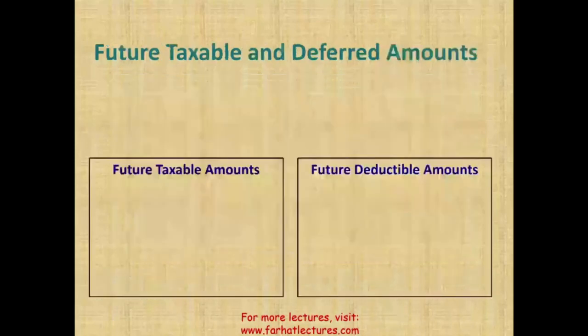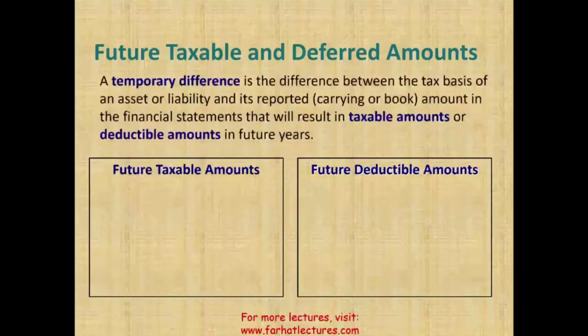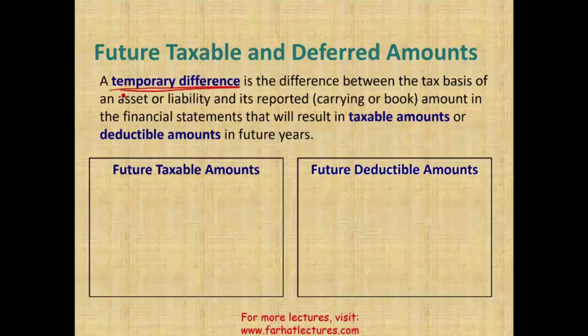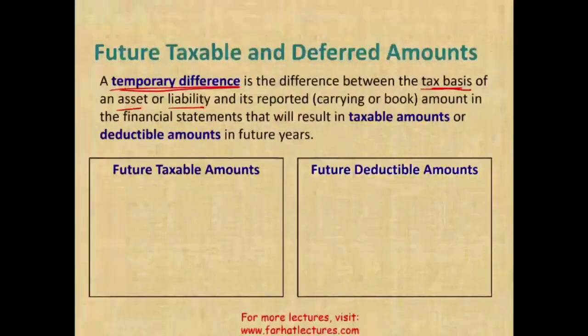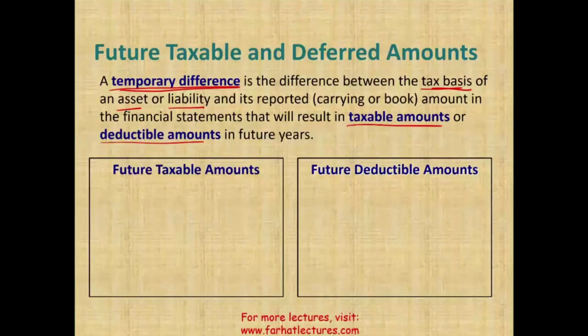Okay. Now let's talk more about future taxable and deductible amounts. So let's talk about something called a temporary difference. What is a temporary difference? We looked at it, but now we're going to define it. It is the difference between the tax basis of an asset or a liability and its reported carrying value in the financial statements that would result in a taxable amount or a deductible amount. Well, what does it mean that it's going to result in a future taxable amount?